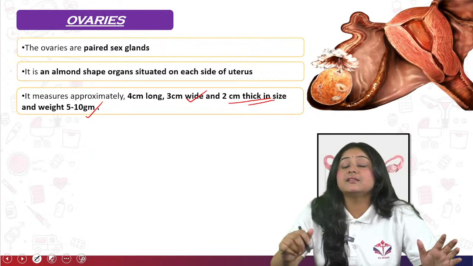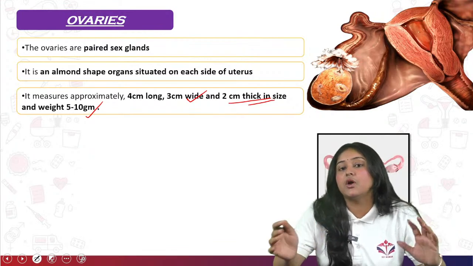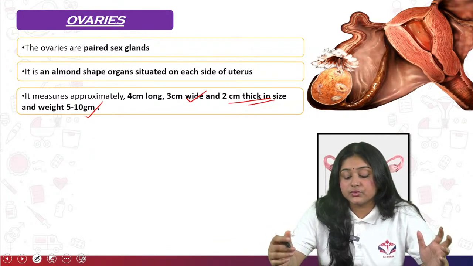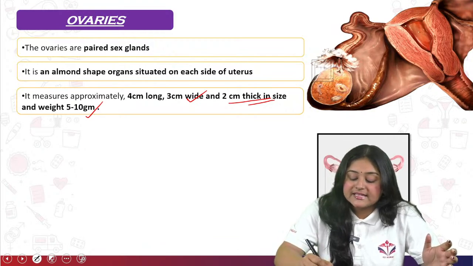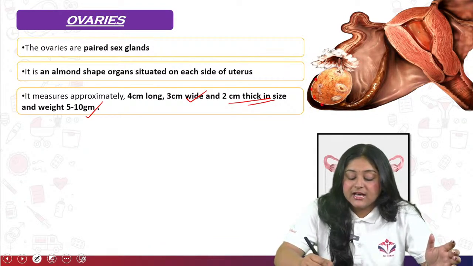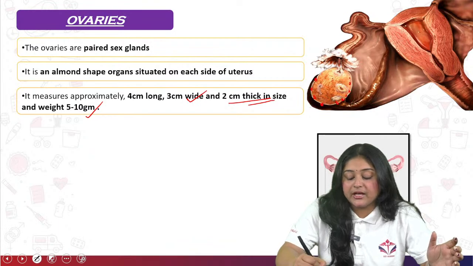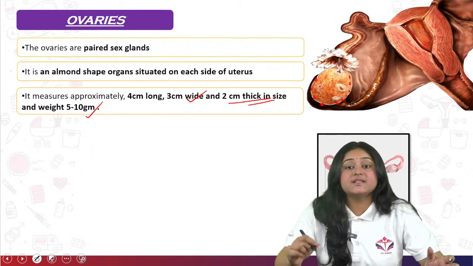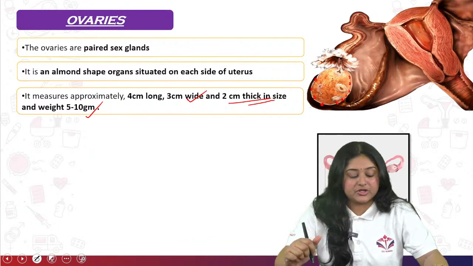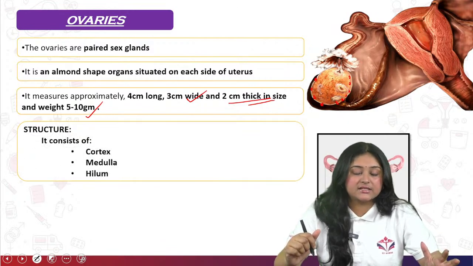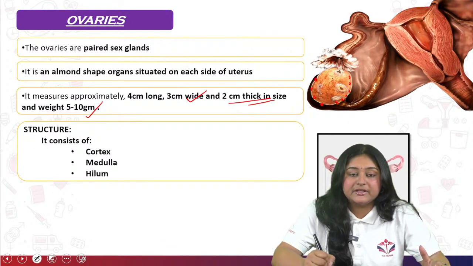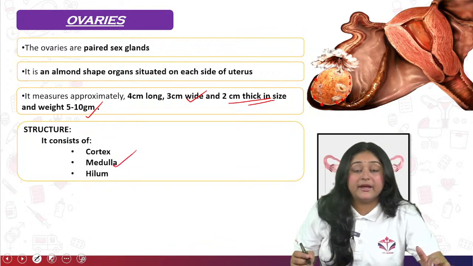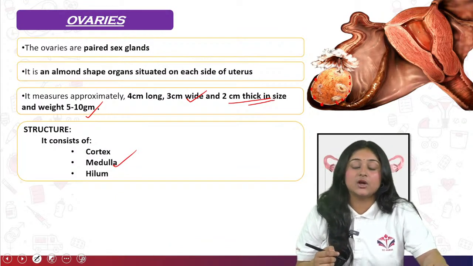During visual examinations or ultrasonography, if you can see nodule-type structures surrounding the posterior wall of the ovaries, it means there is a cyst formation. Okay, next is the structure. What is the structure? The outer part is called the cortex, the middle part is called the medulla, and the inner part is called the hilum.